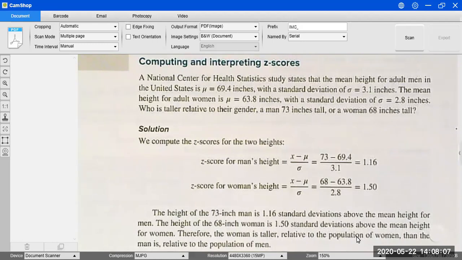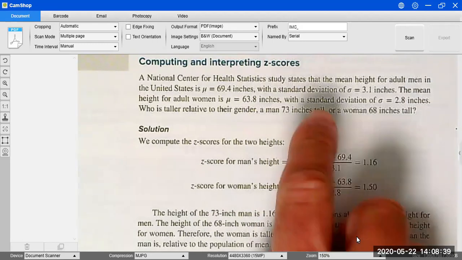So they are talking about a population of men, and that's the reason they are giving you mu. So the Greek letter mu is a parameter equals to 69.4 inches. So that's the mean of the population. Then they say with a standard deviation of sigma equals 3.1 inches. So again, they are talking about a parameter of the population. So that's the reason they use the Greek letter sigma for the standard deviation here.